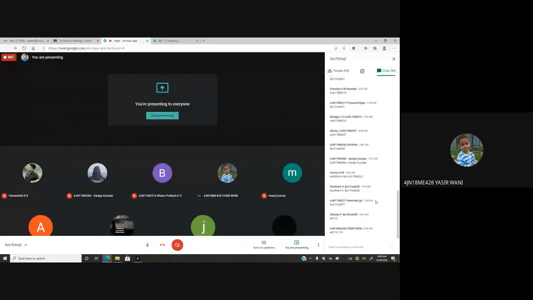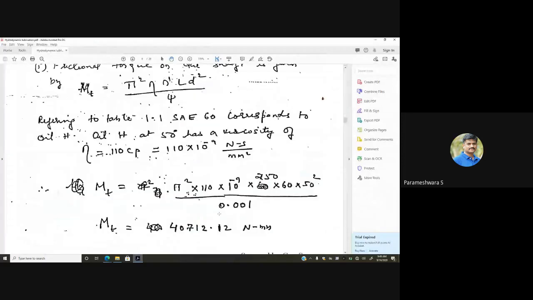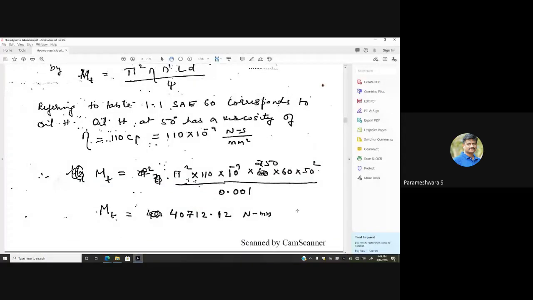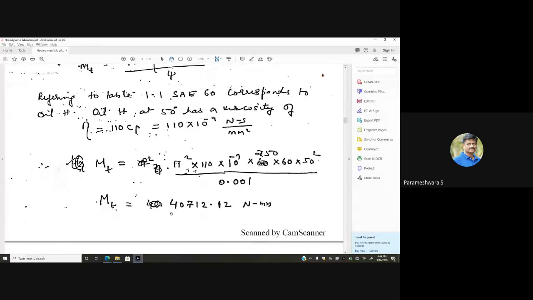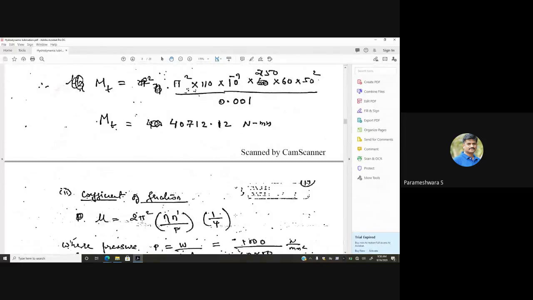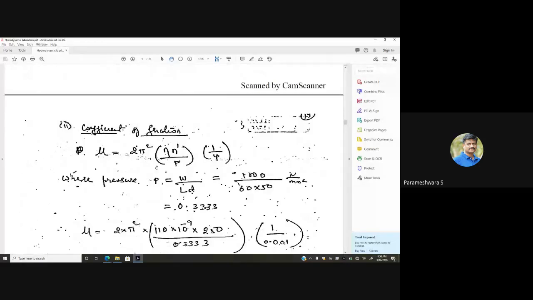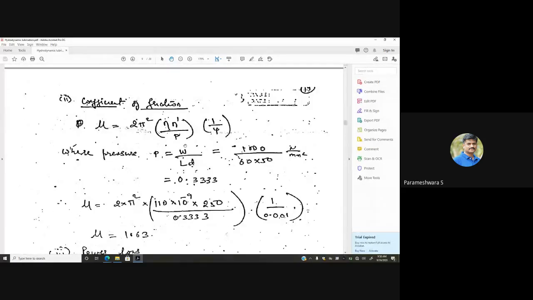40712, right? Okay. So 40712 Newton millimeter is the frictional torque. Now you got the answer, 40712.12. Similarly, find out the coefficient of friction. Again, we have a derived formula for this coefficient of friction. Mu is equal to 2 pi square into eta N dash over P into 1 over psi. And one more thing, the P value, the pressure, is not known to us.